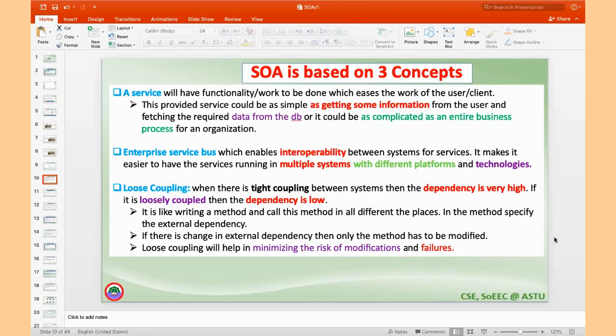Now, another element is the enterprise service bus. It is mainly for interoperability between these services, microservices, or whatever service. It can be a composite service or a higher-level macro service also, but it is mainly for communication between these services. Interoperability between these services can be achieved to the maximum by using the enterprise service bus. It makes it very easy.